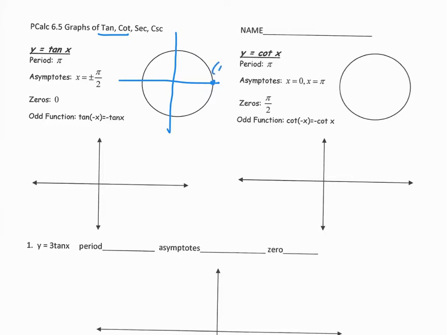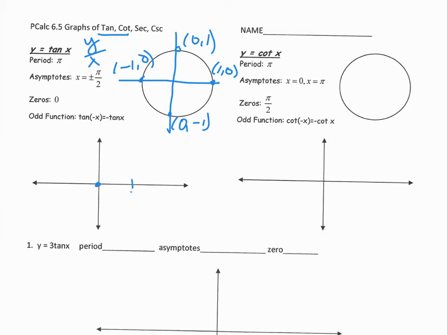Let me label these up: 1, 0; 0, 1; negative 1, 0; and 0, negative 1. Now remember, tan is your y value over your x value. So if I go around the circle the same way I did with sine and cosine, I would get something like this. Tan of 0, y over x, is 0.